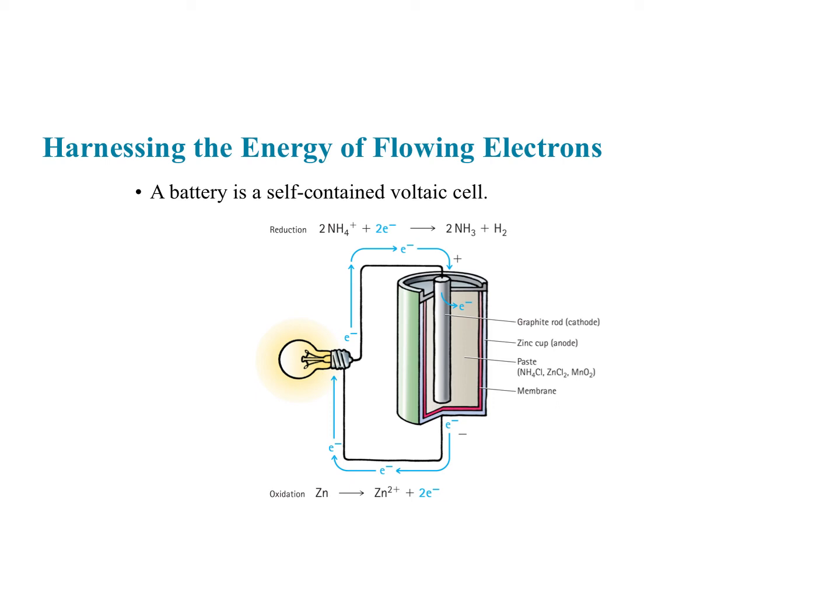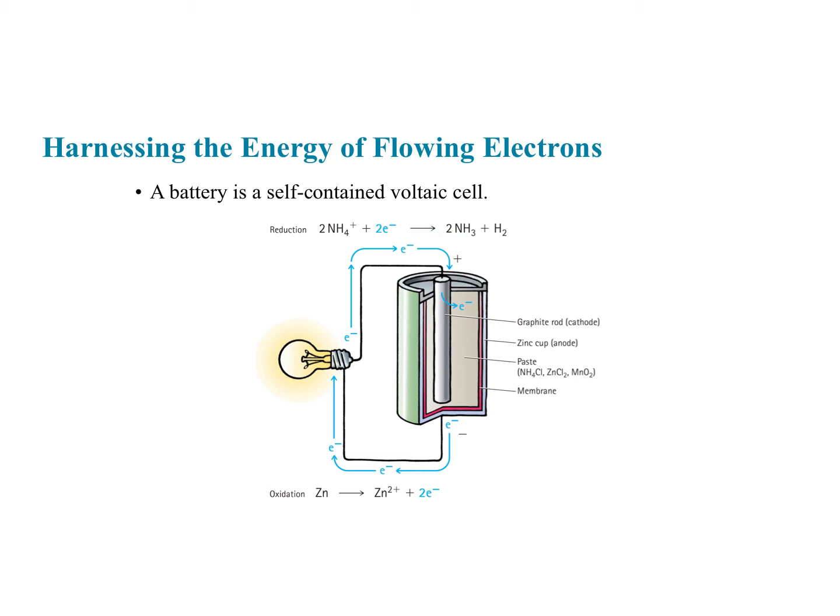Now, graphite is a good conductor of electricity, and the chemicals in this paste get reduced. And so you can see a reduction reaction here. The 2NH4+ plus the 2 electrons make 2NH3 plus H2. And this represents a reduction, because this guy gains electrons and is reduced.